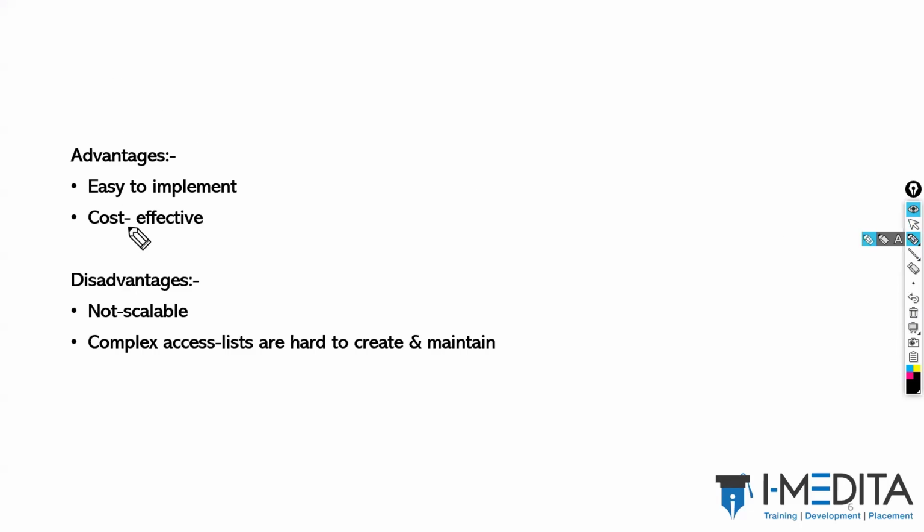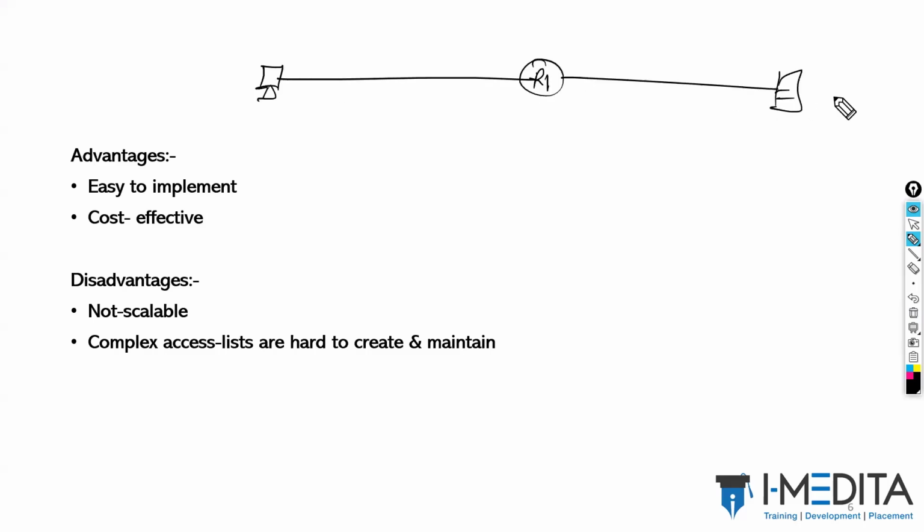When we use ACL, then definitely it will provide some advantages. Now we have two advantages. First one is easy to implement, and second one is cost effective. Now how can we say it is easy to implement? We can say it is easy to implement because we have a PC connected with a router, and the router is connected with a server. Clear?